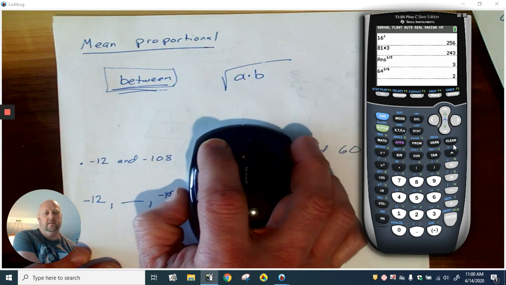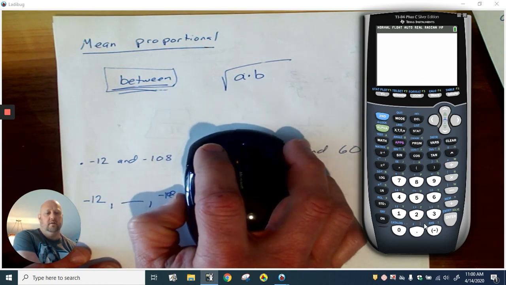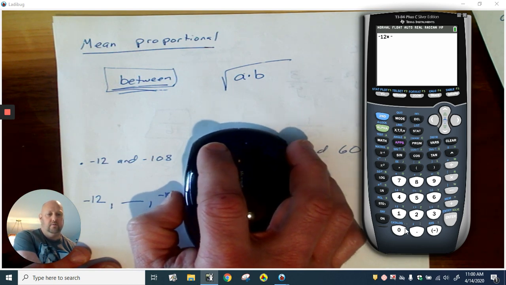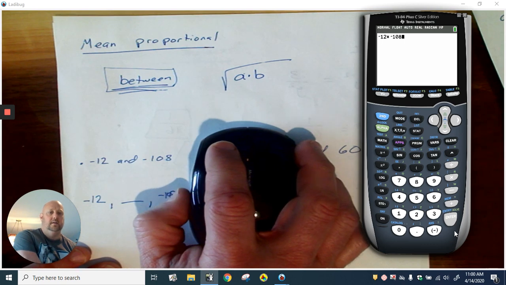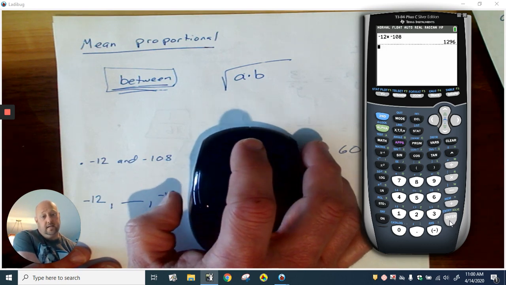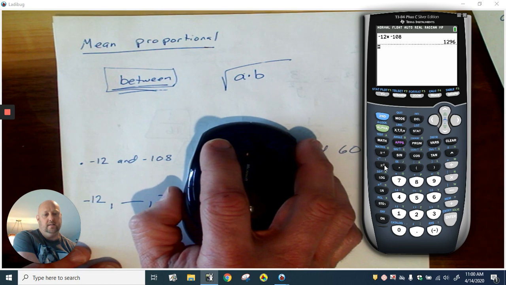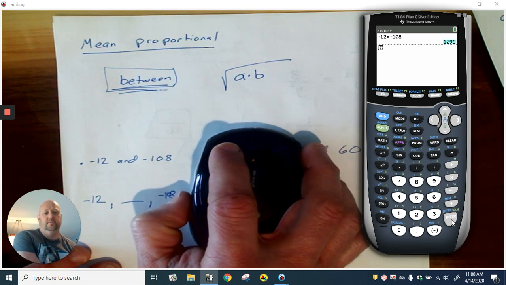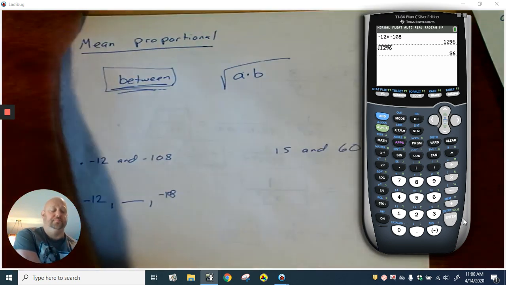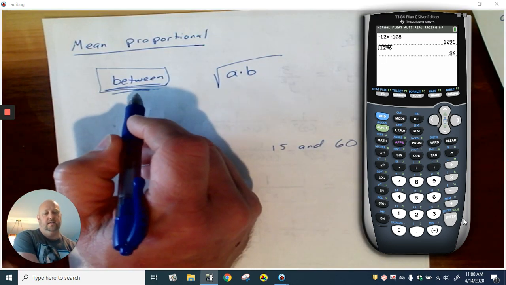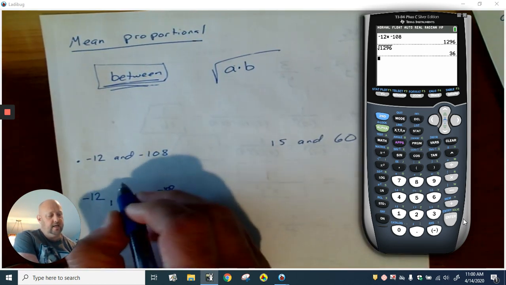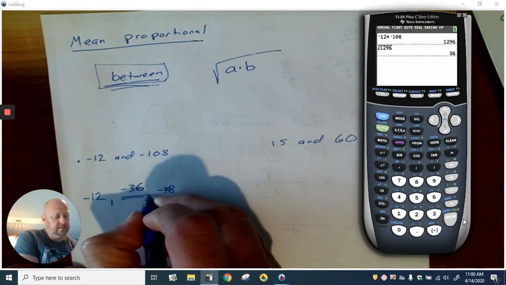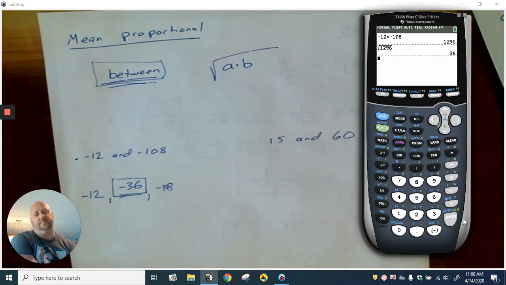So if I do that with negative 12 and the negative 108, well, if I multiply a negative 12 times a negative 108, I'm going to get a positive. So then I can take the square root. Well, anytime I take the square root, there's two solutions. There's a positive solution and there's a negative solution. Since the answer has to be between, the only answer that is between these two negative numbers would be negative 36. And there's your mean proportional.